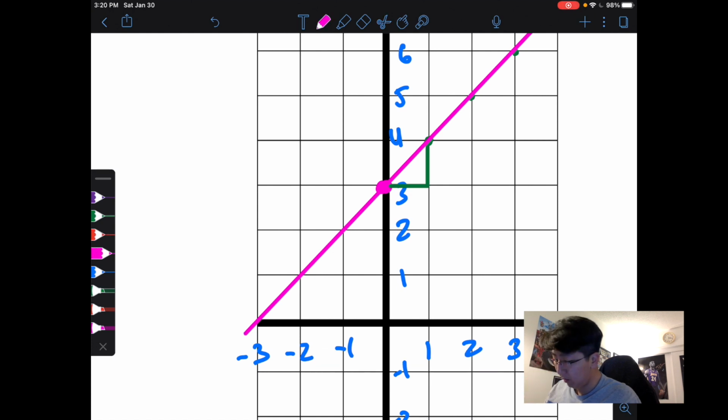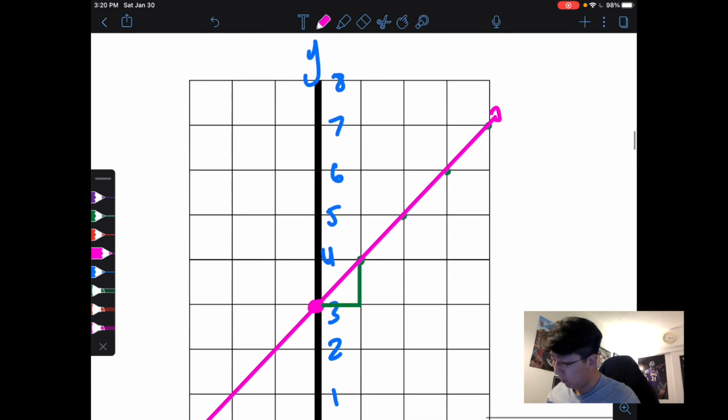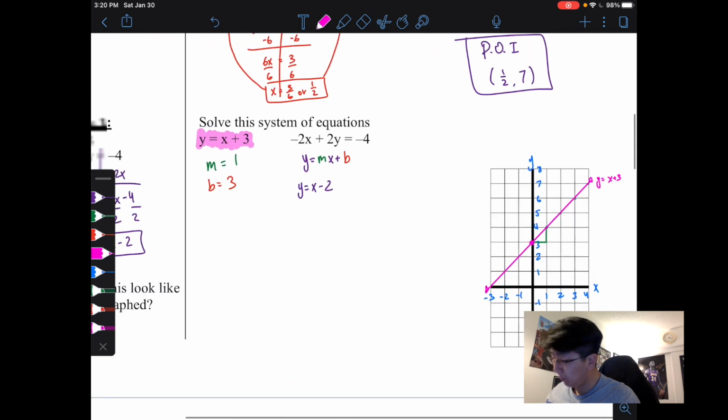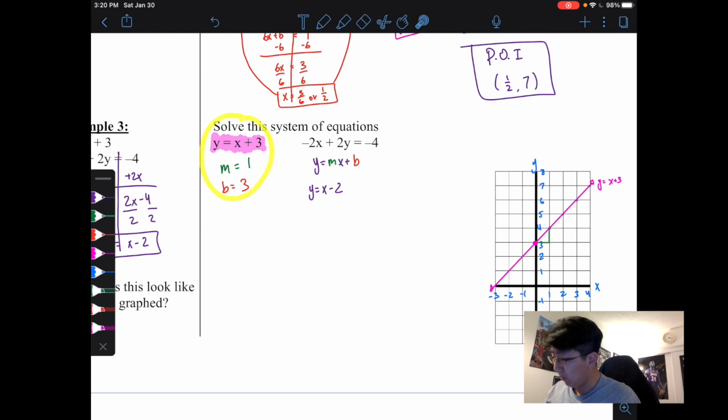Okay, I have a straight line. I'm going to draw my arrows. This is y equals x plus 3. So I did my pink one right here, y equals x plus 3. I'll do my second graph. I'll do that in green. And that's technically right here.